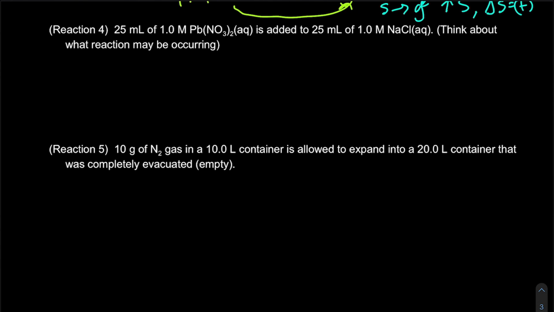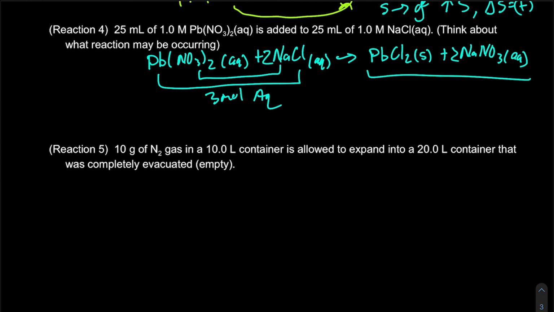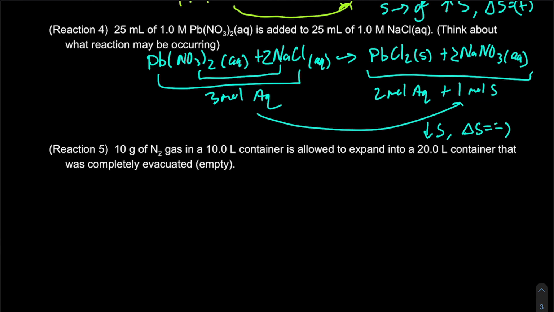Now we go ahead and look at reaction 4. Reaction 4 is looking at lead nitrate dissolved in water, reacting with sodium chloride, which is dissolved in water. I gave this one as kind of a challenge to remind us about double replacement reactions. And so we're going to get sodium nitrate and lead chloride. Lead chloride is insoluble. Sodium nitrate is soluble. Go ahead and balance this real quick. And what we notice is that we're going from 3 moles of aqueous substances to 2 moles of aqueous substances and 1 mole of a solid. So now we've converted one of those moles of aqueous substances to a solid, and that's going to lead to a decrease in entropy, or an entropy change that is negative.